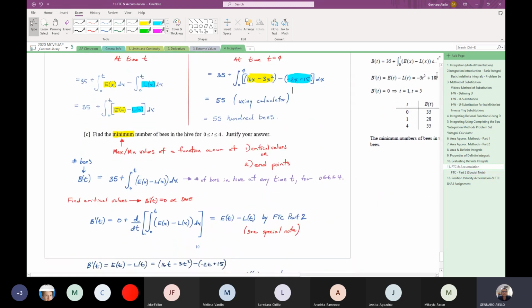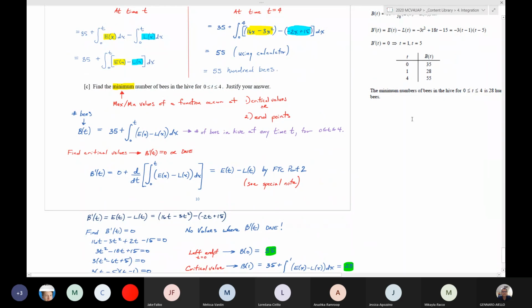So back to the question. We had the total number of b's and we're looking for critical values, which means I need to find the derivative of that function: 35 plus the integral from 0 to t of e to the x minus L of x dx.